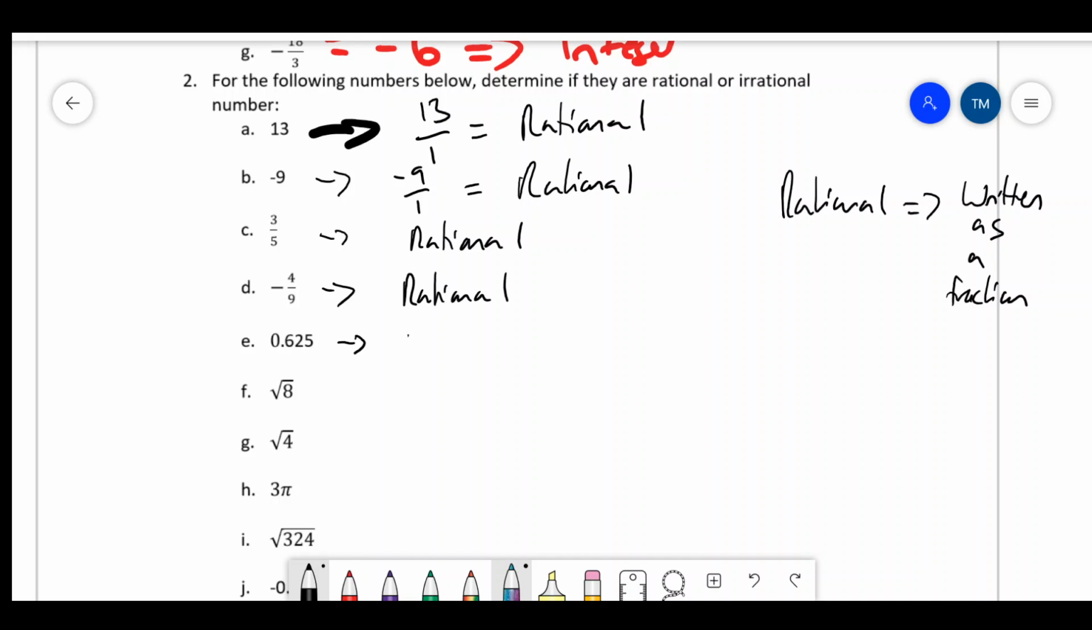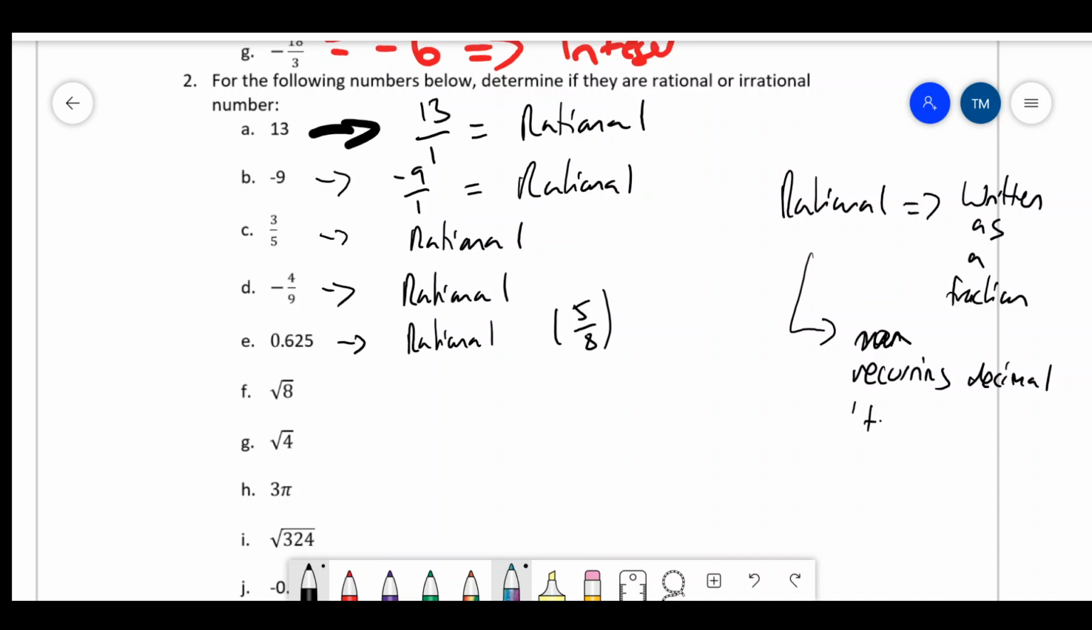0.625 is a perfectly rational number. It is actually 5 over 8 as a fraction, but you didn't need to know that. You just need to remember that a rational number as well is also a recurring decimal, or what we call a terminating decimal, which means that it stops at a particular value.